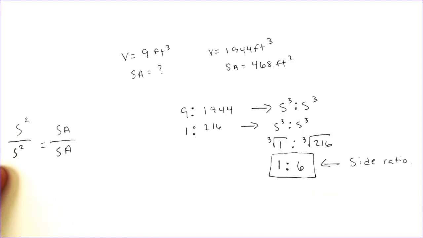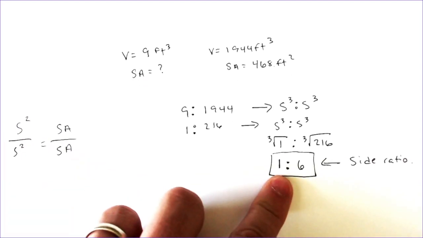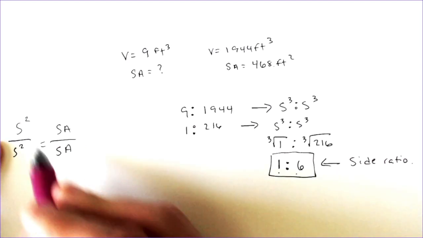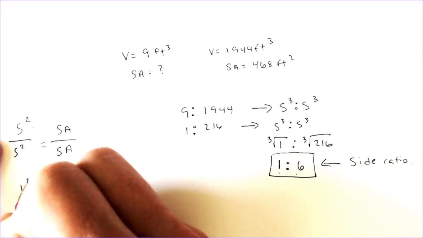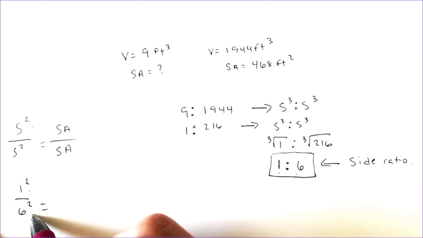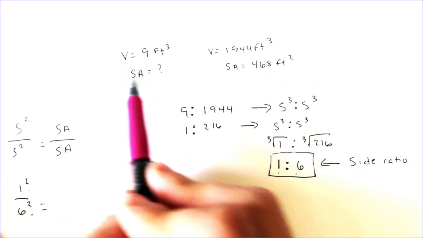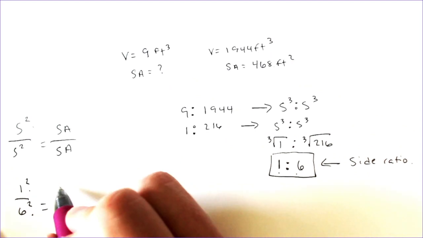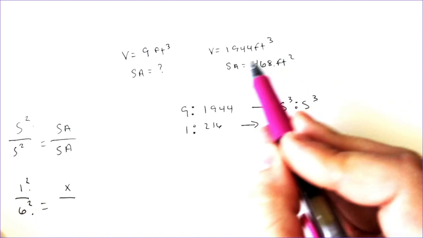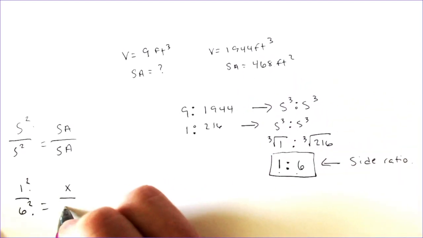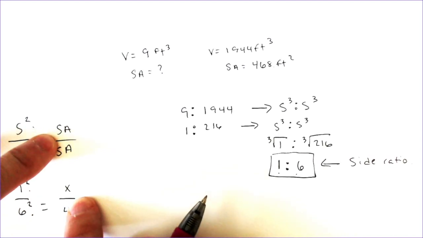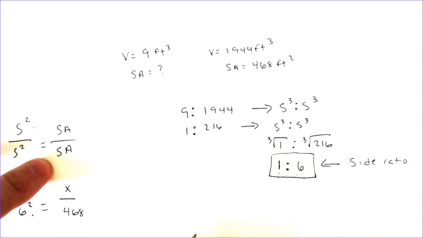Area is squared, volume is cubed. So we're going to use the side ratio for the sides here. We're going to plug in the 1 and the 6 for the sides. So I'm going to plug in 1 squared over 6 squared, smaller over bigger number, equals, smaller shape is the one on the left in this case, so I'm going to put in x there. Bigger shape is the 468, so I'm going to plug in 468 there. I didn't square the x because it just says surface area, not surface area squared. I didn't square the 468 because it's just surface area. It's already squared.